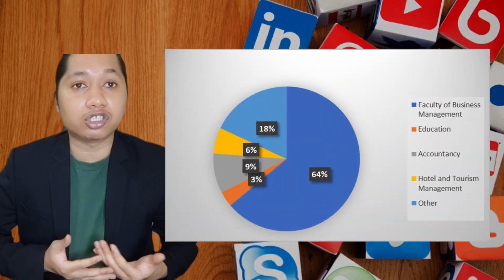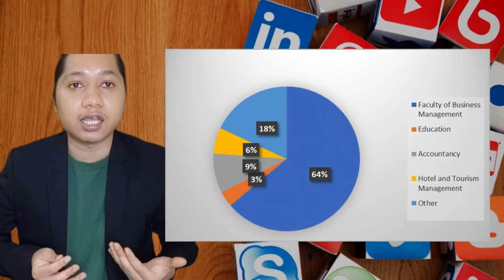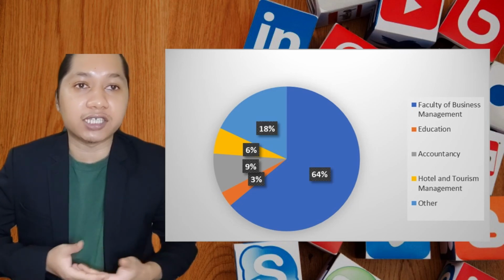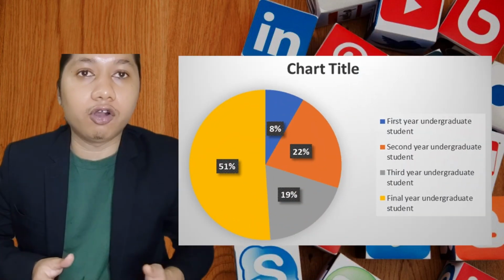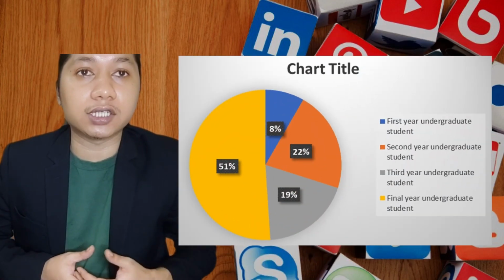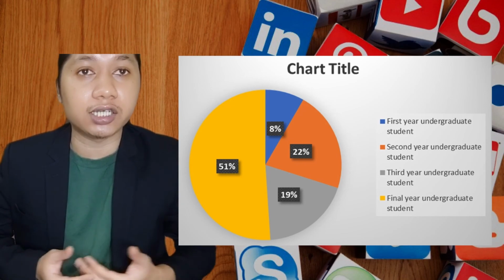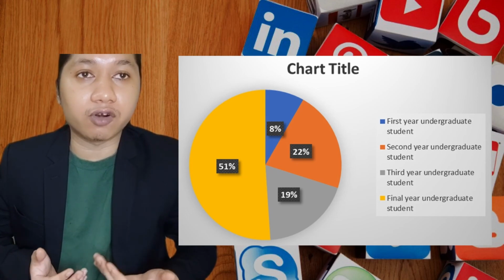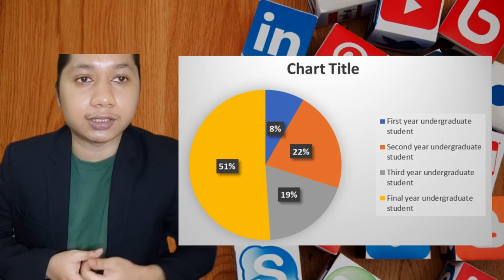Figure 4.4 shows the faculty attended by these respondents, and the majority are from the business administration faculty, which scores 64%, and the least are from the education faculty. Figure 4.5 shows the year batch of these respondents, and the majority is from last year students, which is 51%, and the least participation is from first year students, only 8% of these respondents.